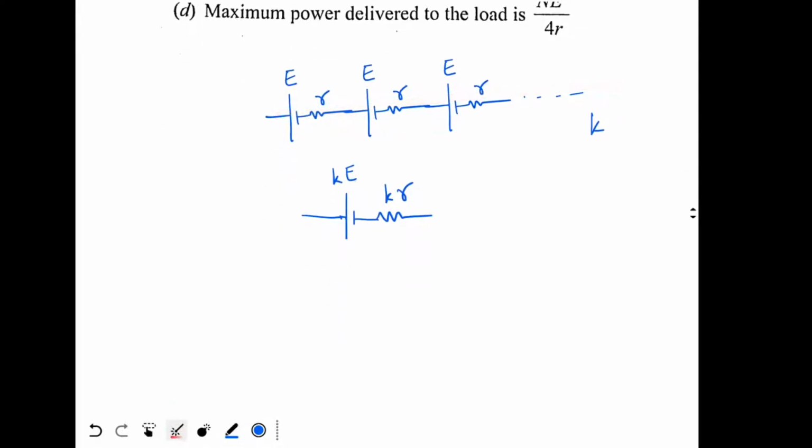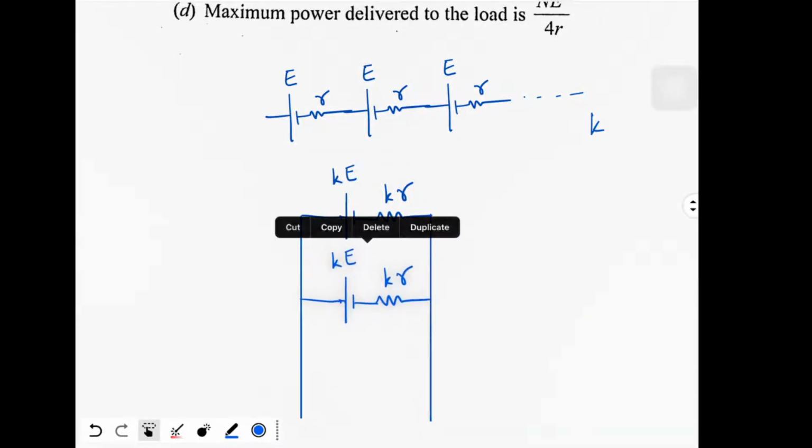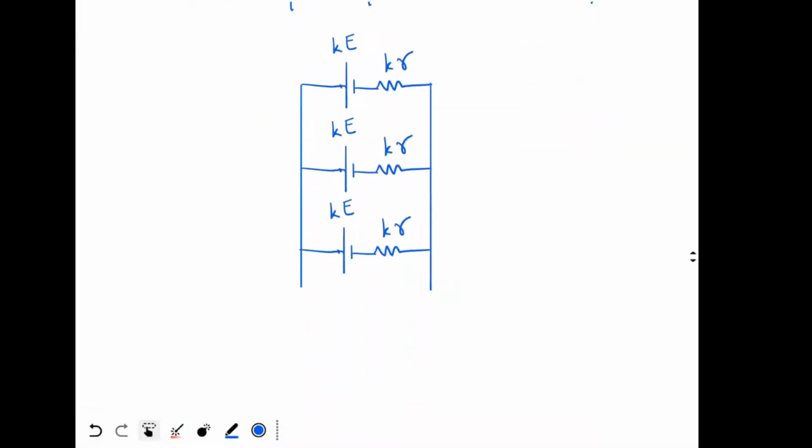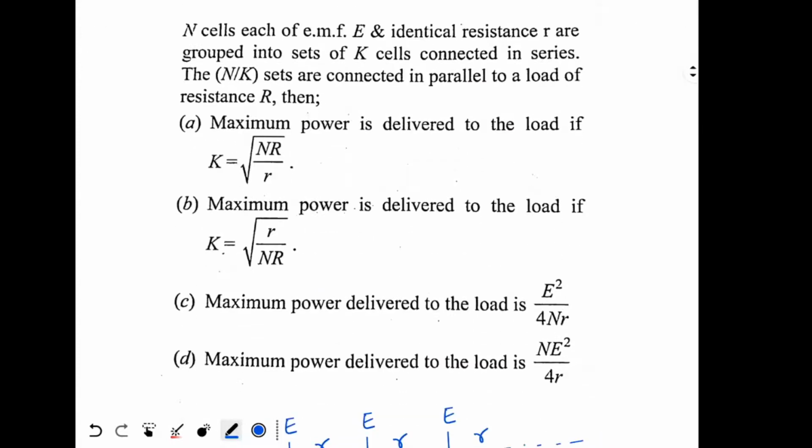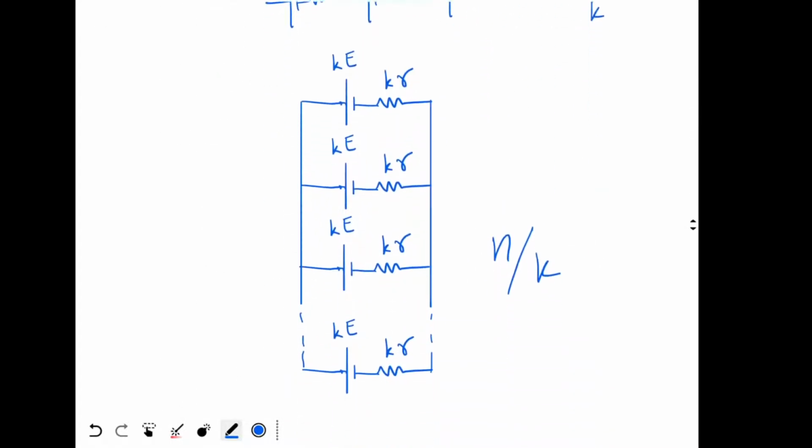So now we have this branch over here, and we have connected many such branches in parallel to each other. Ultimately we have N by K such branches in parallel to each other. Total is N, so we have N by K parallel branches.